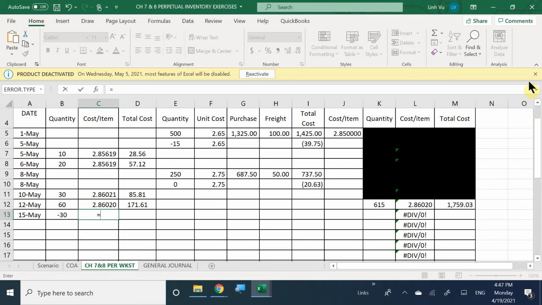Wait, if the customer is returning the mugs to us, wouldn't we be adding to our inventory? Yes, but I'm in my cost of goods sold section right now. I'm not adding to my cost of goods sold, am I? No, I'm refunding my cost of goods sold. So in this one, you do have to be careful when you do your calculations.